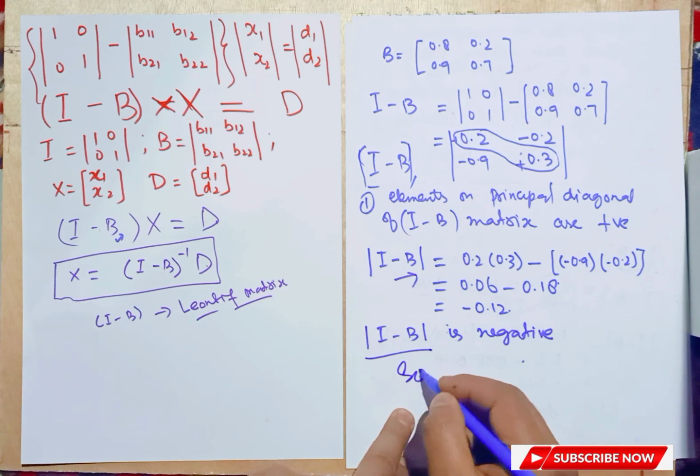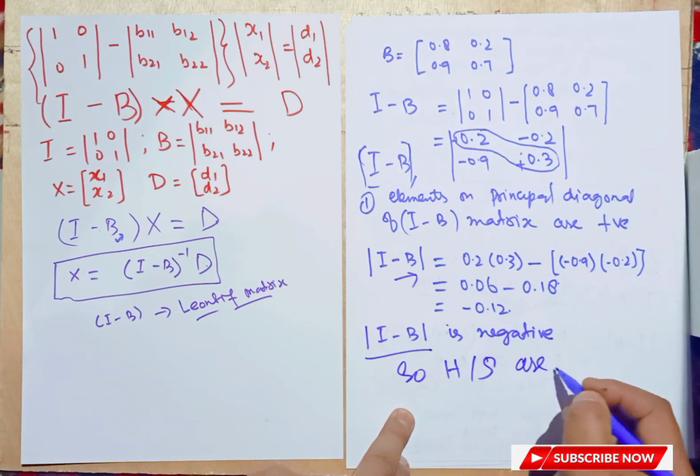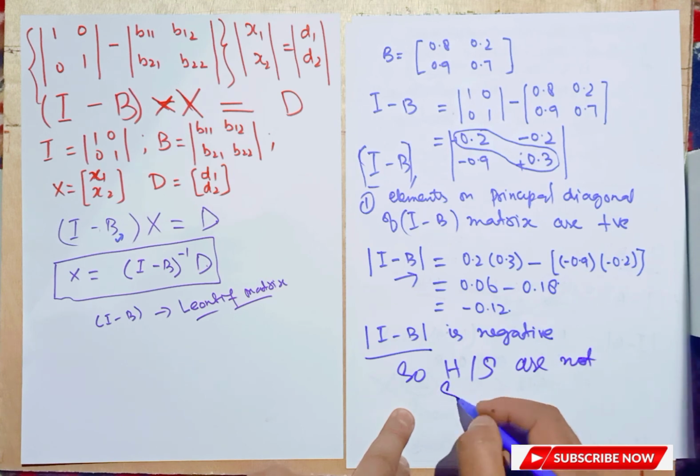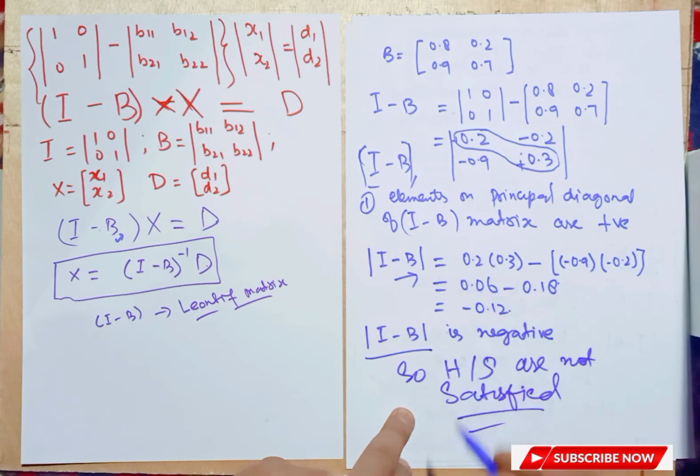So the Hawkins-Simon conditions are not satisfied, which implies the solution will not be viable in this case. So we will see a numerical in the next video also.